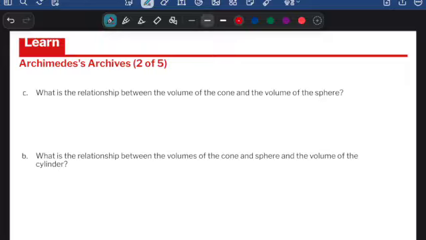What is the relationship between the volume of the cone and the volume of the sphere? Well, since the cone had a volume of 1/3 the volume of the cylinder, and the sphere had a volume of 2/3 the volume of this cylinder, well then the volume of the cone is 1/2 the volume of the sphere, because 1/3 is 1/2 of 2/3.